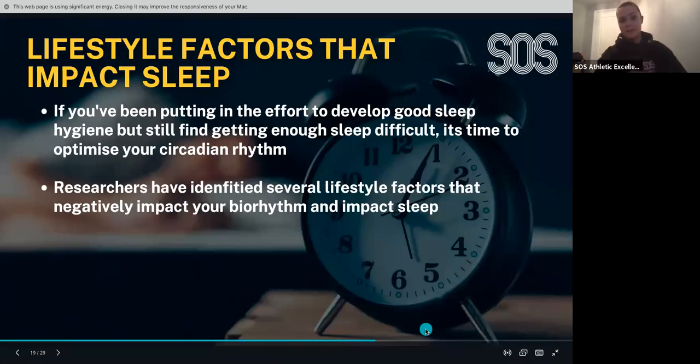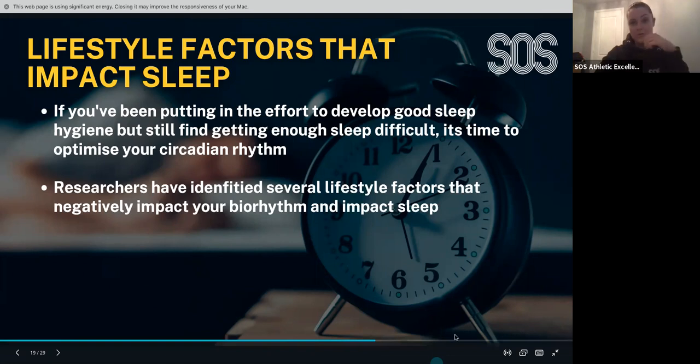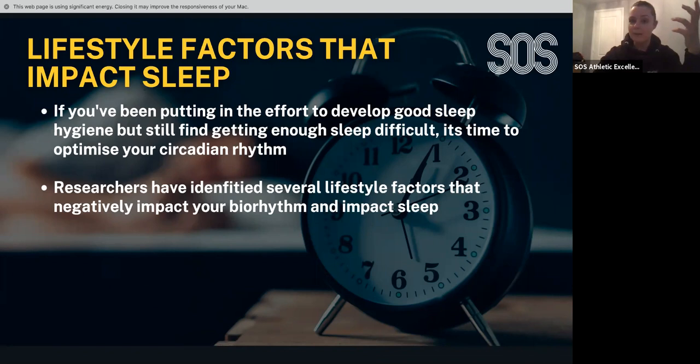Okay, so that covers all the nutrition things we want to go over. But if you've been trying the habits, optimizing nutrition as much as possible, and still having difficulty, then you might need to look at more lifestyle factors that could optimize your natural rhythm, your circadian rhythm. Several lifestyle factors have been identified as having a negative impact on sleep, and we're going to touch on some of those now and see if they're things you might recognize in yourselves, or you think, okay, maybe I need to stop doing that or change my routine a little bit.